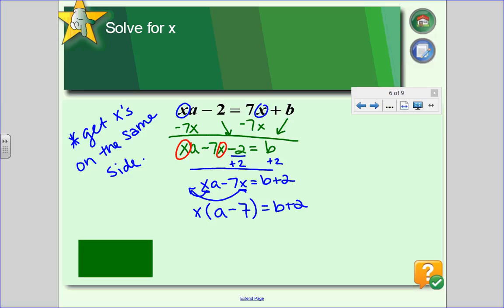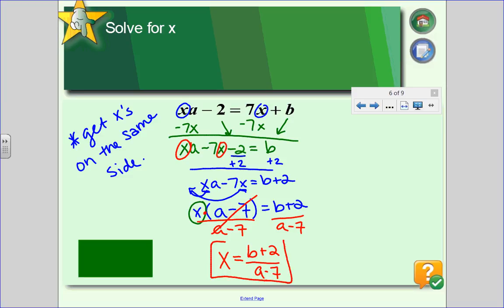If you've done this correctly, then you'll notice we finally have just one x that can be isolated. So this is x times an entire a minus 7. To undo this understood multiplication, we divide both sides by a minus 7. The entire a minus 7's cancel out, leaving us with x equal to b plus 2 divided by a minus 7. So that is how we'll isolate an x variable if it shows up multiple times and can't be combined with another.